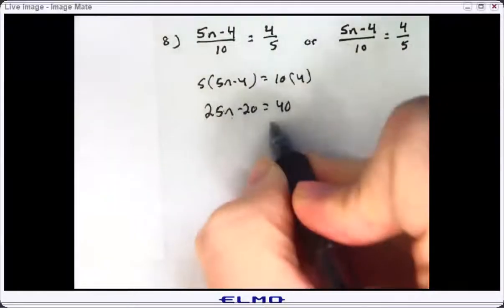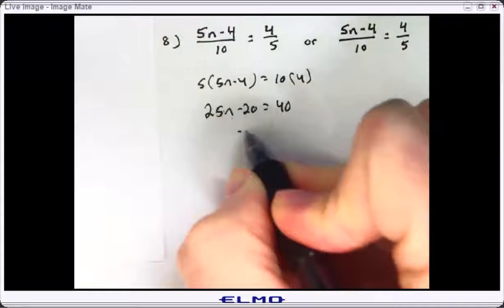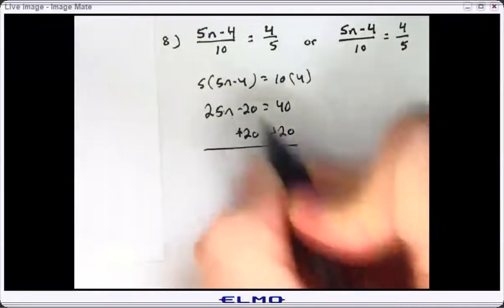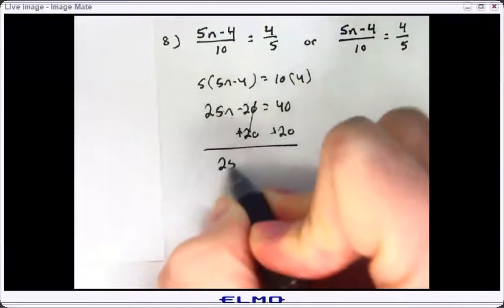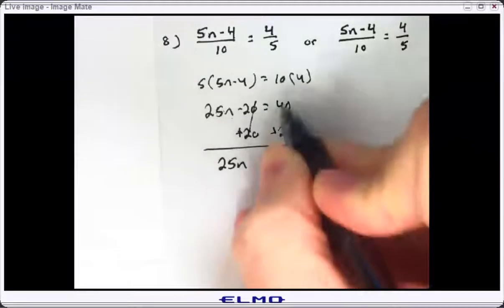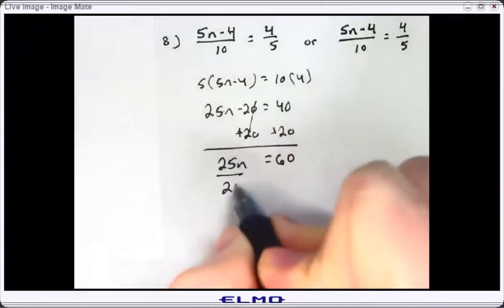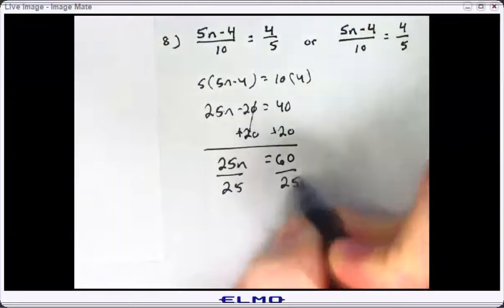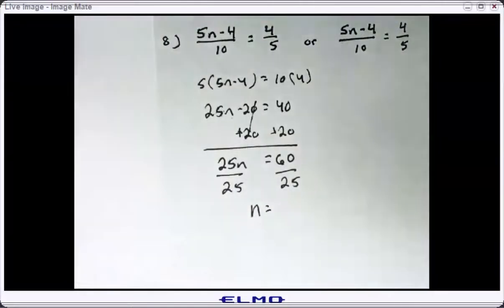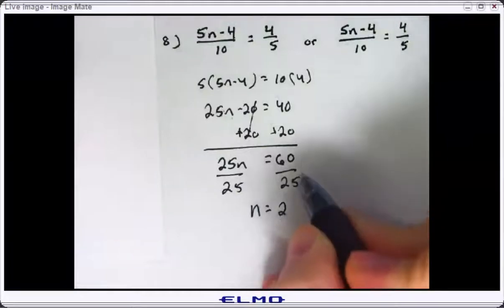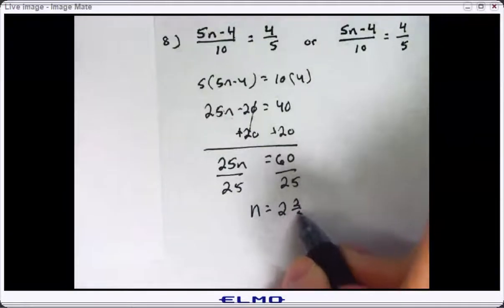Both sides are in simplest form. My variable is already on one side, so I'm ready for step 3. Get the variable by itself. We do it in this one by adding 20 to both sides. 40 plus 20 is 60. Divide both sides by 25. N equals, and that's going to go in there 2 times with a remainder of 10 out of 25. 10 out of 25 simplifies to 2/5.